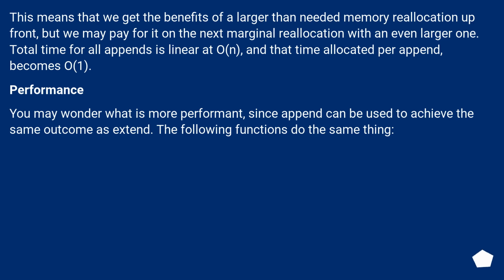This means that we get the benefits of a larger than needed memory reallocation up front, but we may pay for it on the next marginal reallocation with an even larger one. Total time for all appends is linear at O(n), and that time allocated per append becomes O(1).